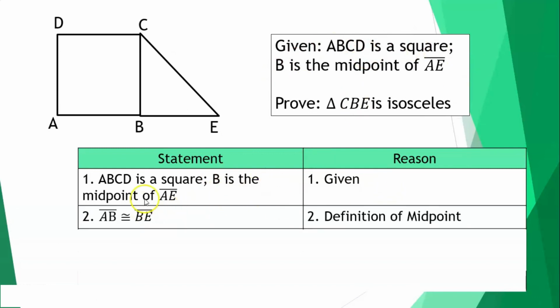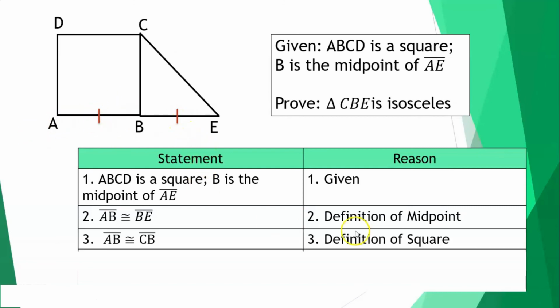Statement 2 here would be, take note of this clue, B is the midpoint of AE. So with that, AB is congruent to BE. So that's the definition of midpoint. So marking it, we'll get this one. So next is the definition of a square in which AB is equal to CB. So marking it, AB is congruent to CB.